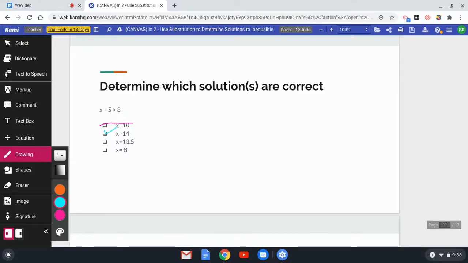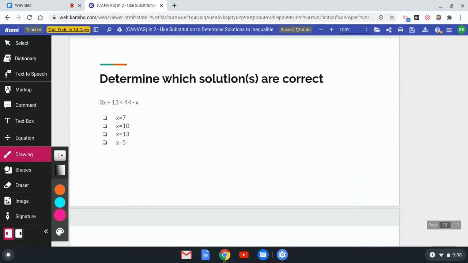13.5, put that in. 13.5 minus 5. I'm going to show my work on this one. 5 minus 0 is 5. Can't do that. So I borrow 13 minus 5 is 8. Is 8.5 greater than 8? Yes. All right, now substitute 8 in. 8 minus 5 is 3. Is 3 greater than 8? Nope. Nice. If you got that right, give yourself a pat on the back. 1, 2, 3. Great job.